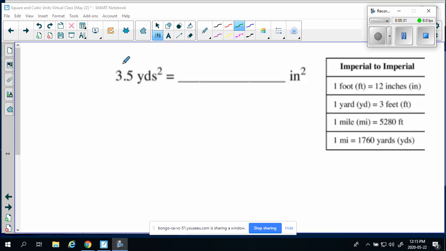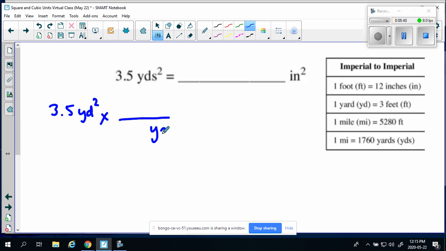3.5 yards squared into inches squared. All right, so first I need to get rid of the yards. It would be great if I could take yards directly into inches, but it does not look like I can. So I'm going to take the yards into feet, and then I'm going to take the feet into inches. So let's just check that out.